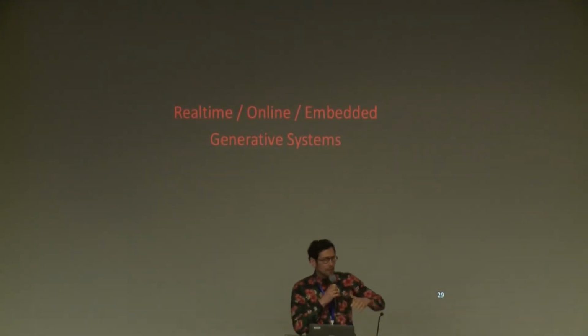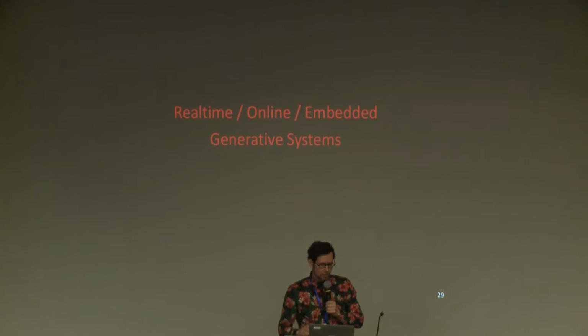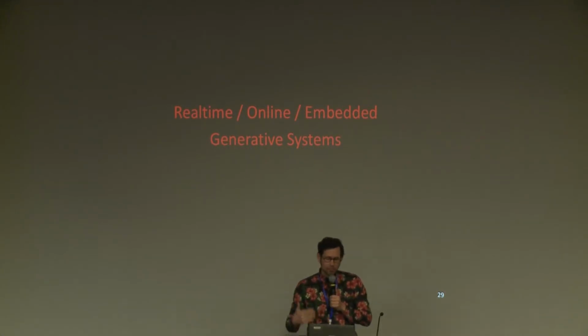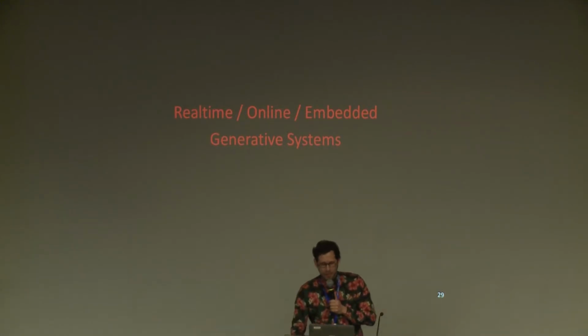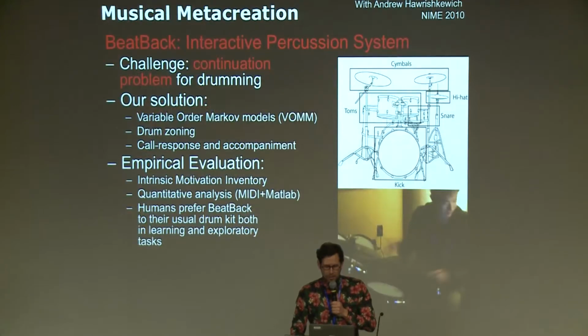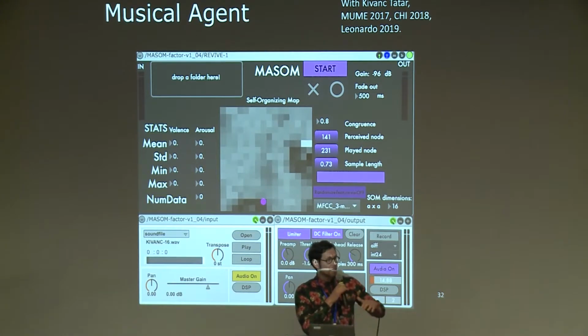So that's the first family of systems. Systems that creatives will interact with to partially or completely achieve their creative tasks. The other type of system we've been looking at are real-time, online, embedded generative systems. That is, systems that are really generating live. And here I'm going to jump directly to this example of a musical agent that is learning by listening to CDs and recordings of music.